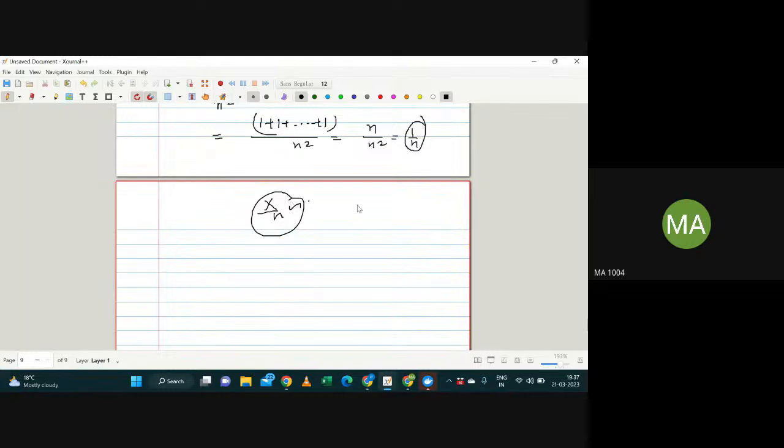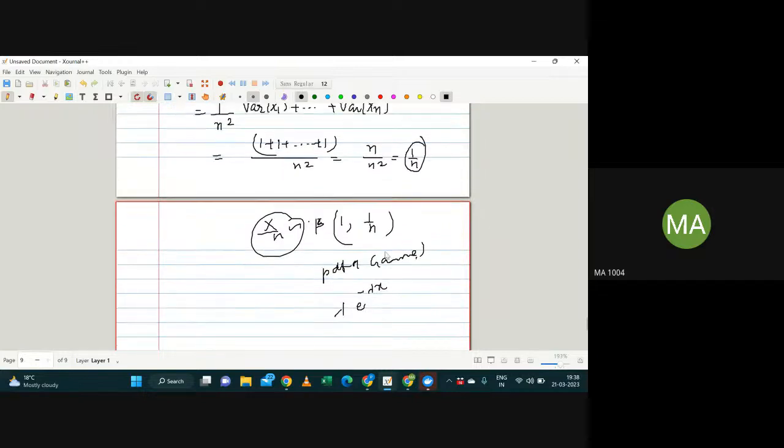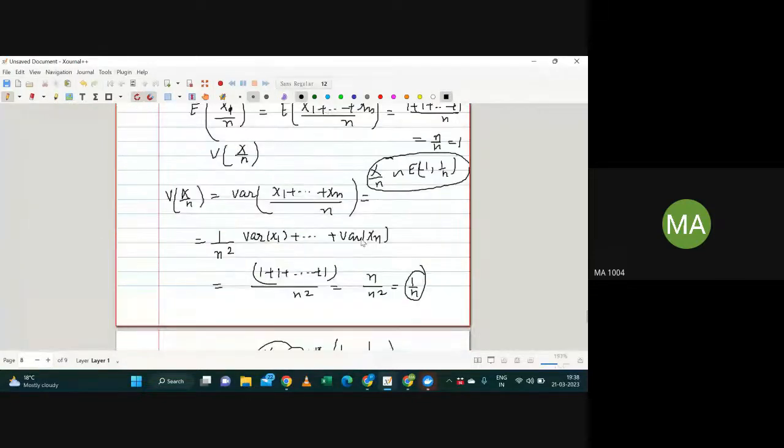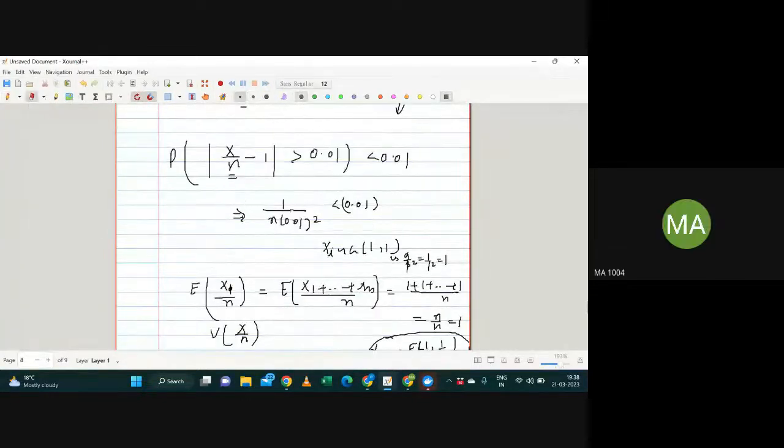So what you can do, just put the value of this x by n, which is 1 comma 1 by n, and the value of alpha and beta in the PDF of gamma. If you find the value like this, lambda e to the power minus lambda x, or lambda x by n, something like that, then it will be exponential. Are you getting my point? So just put the value of alpha and beta in the PDF of the gamma distribution. Okay.